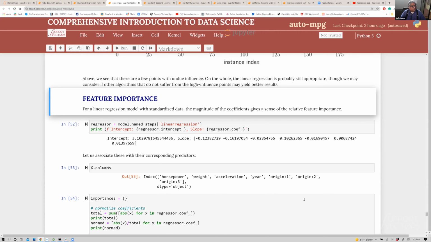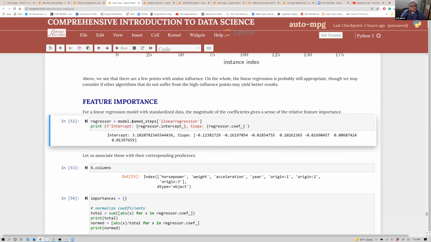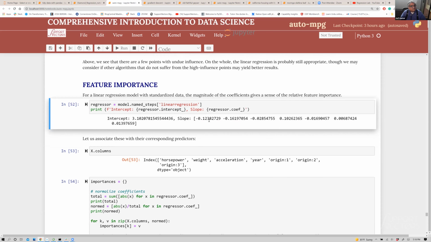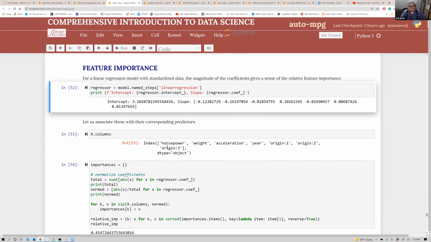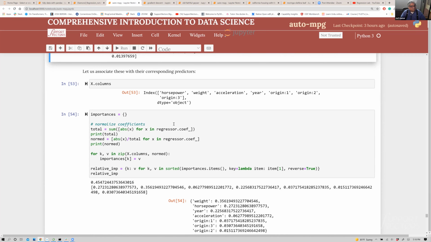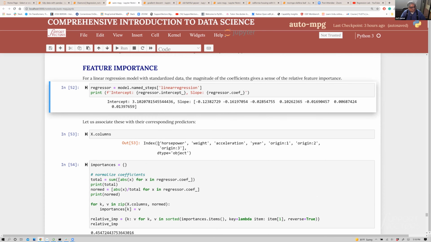When you compare the coefficients, let us look at the regression model's coefficients. Intercept is 3, which we can ignore. Slopes are the coefficients. Coefficients of what? Coefficients of these predictors. So what I do here is, I just collate this. This belongs to horsepower. Second one belongs to weight. Third one belongs to this. I just collate it, and then I create a map.